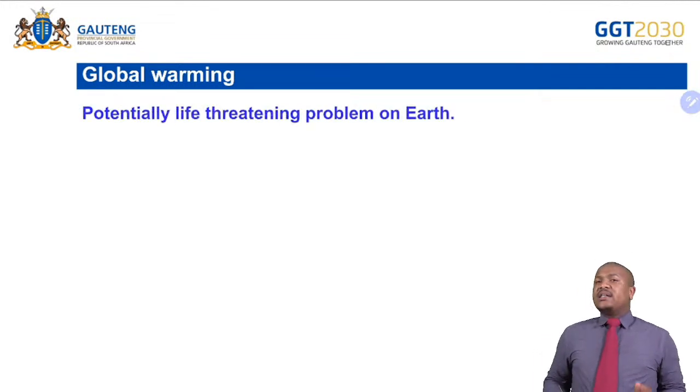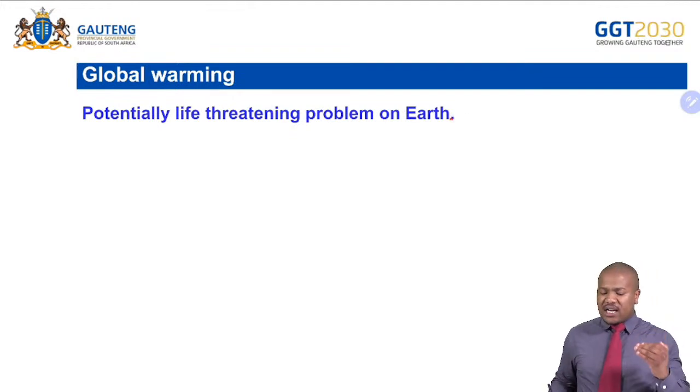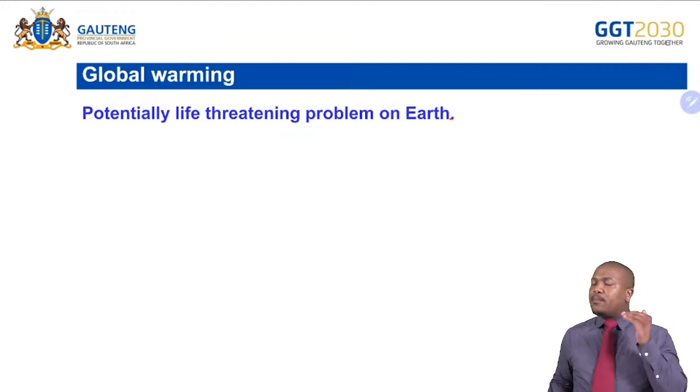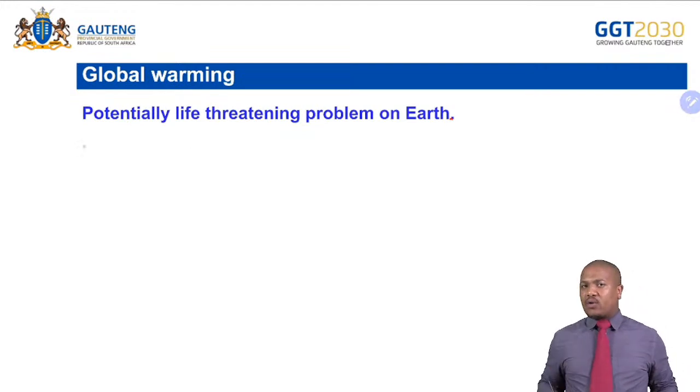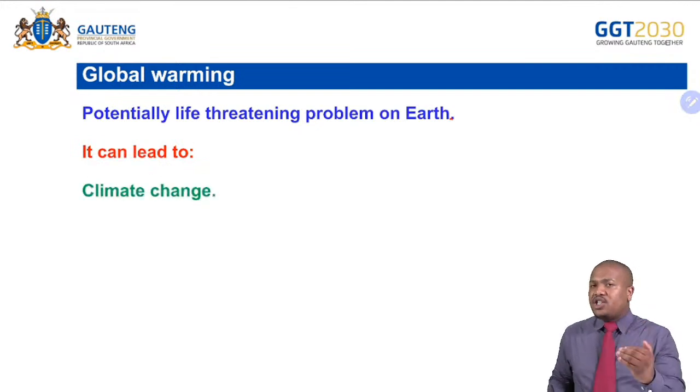So now, this global warming, as we talk about it, we start to see that it is potentially life-threatening. It is a potentially life-threatening problem on Earth. But how? Because it leads to other factors such as climate change.